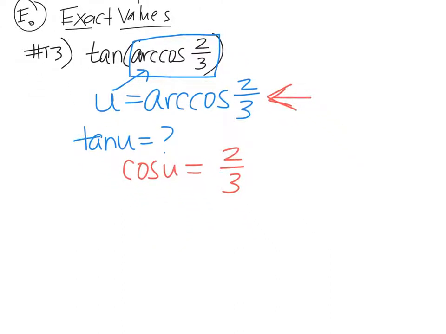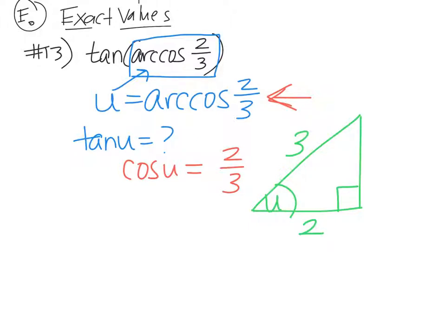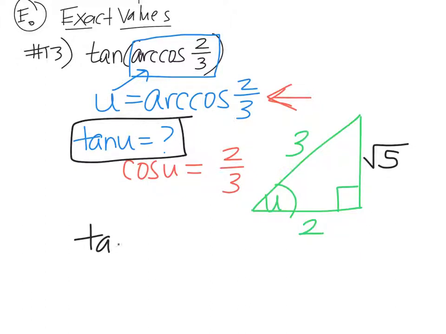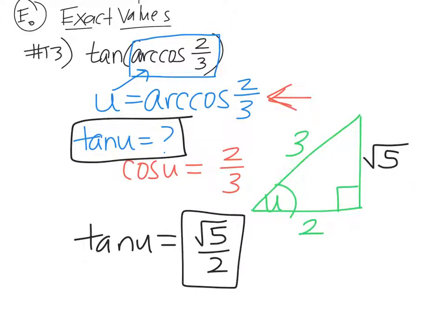So here's the part where I draw a triangle. And I label one of the angles U. And if I know that that's U, then cosine is going to be adjacent over hypotenuse. And my goal right here is to find the tangent of U. And tangent is opposite over adjacent, so I need to find out what that side is. What is that side? Rad 5. Perfect. So the tangent of U is going to be rad 5 over 2. And that's the answer.